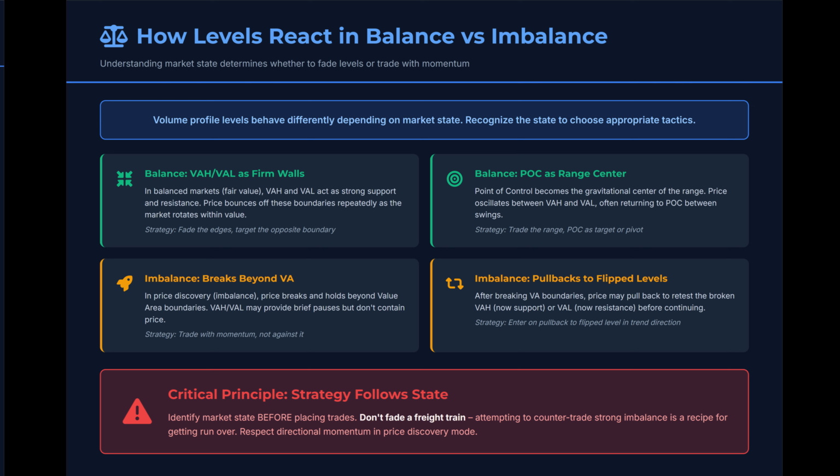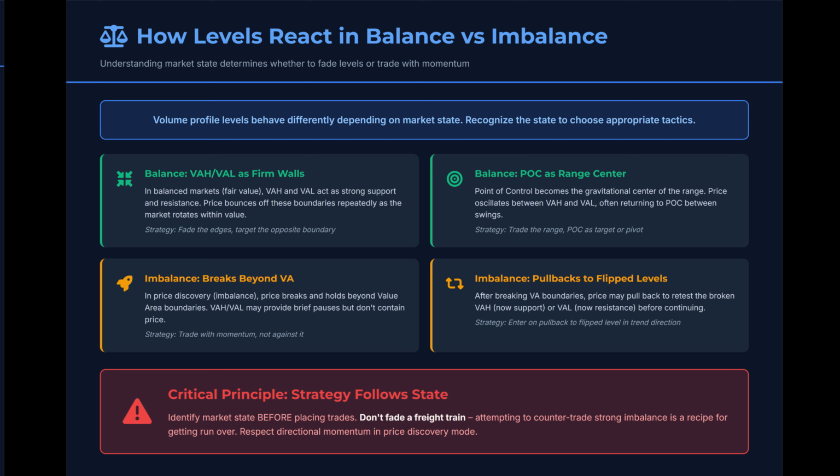The core principle here is simple but profound. Volume profile levels behave differently depending on market state. The same previous day value area high can act as an impenetrable wall in balance, but get blown through like it doesn't exist during imbalance. The same point of control can be a powerful magnet pulling price back during ranges, but become completely irrelevant during strong trends.